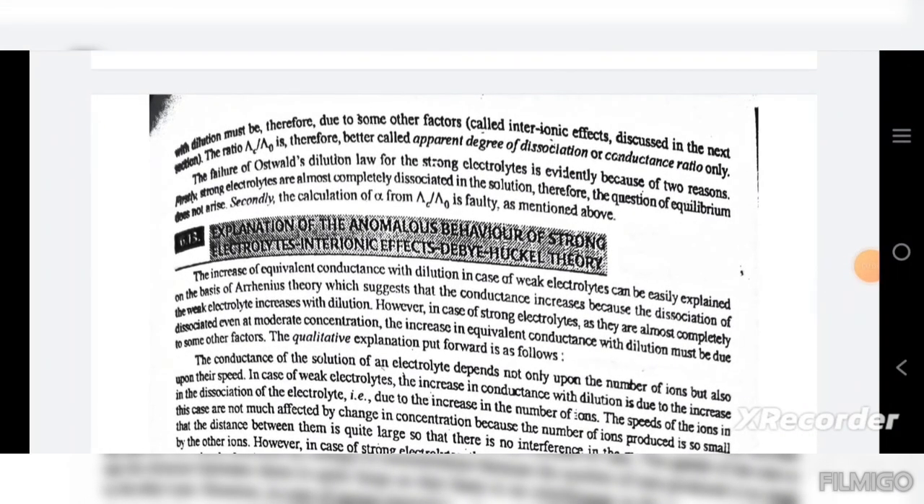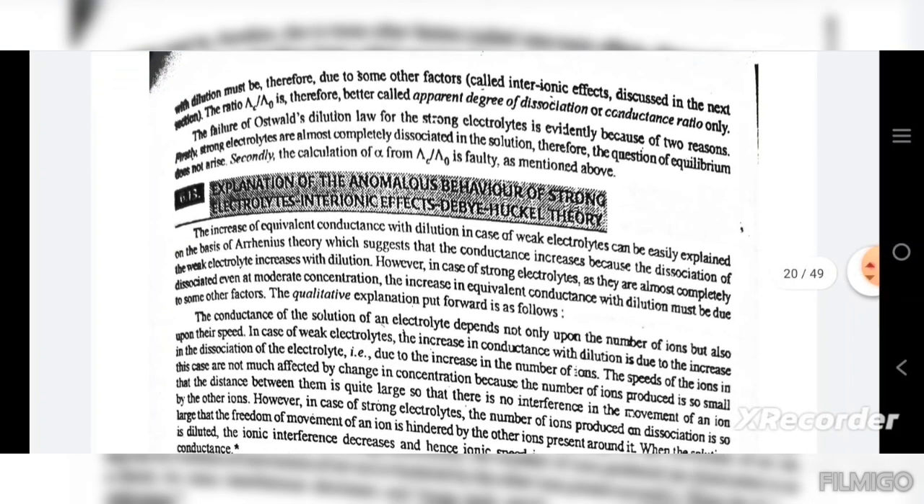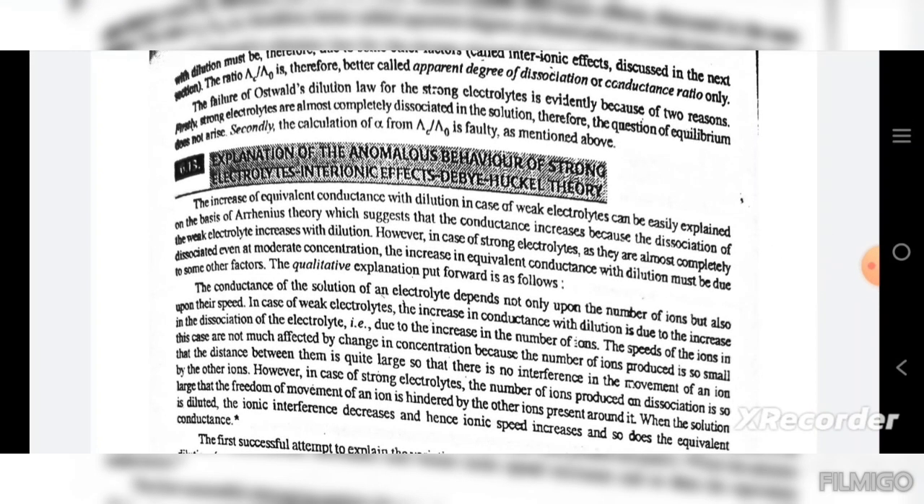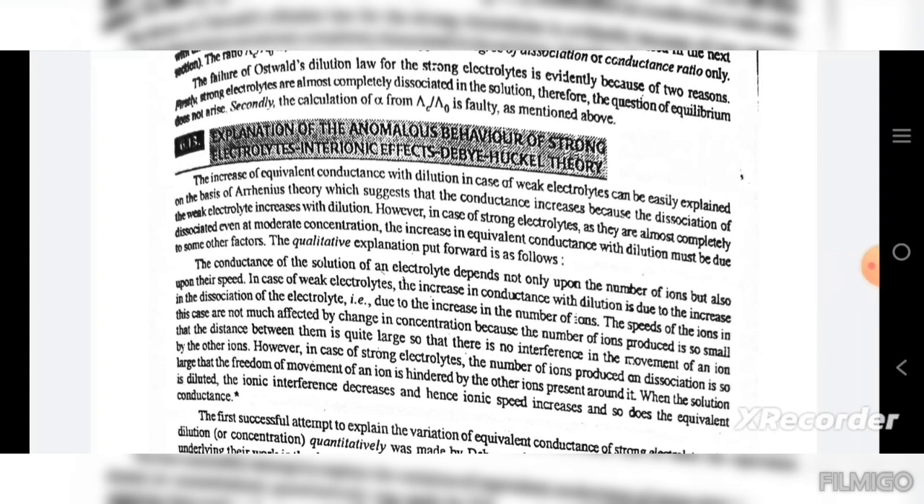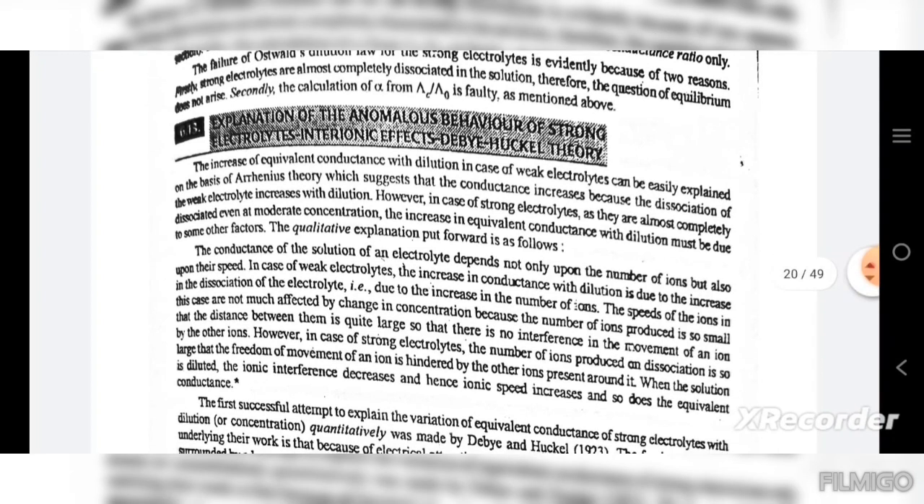The increase in conductance on dilution must be therefore due to some other factors called interionic effects, discussed in the next section. The ratio is therefore better called apparent degree of dissociation or conductance ratio only. The failure of Ostwald's dilution law for the strong electrolytes is evidently because of two reasons. Firstly, strong electrolytes are almost completely dissociated in the solution. Therefore, the question of equilibrium does not arise. Secondly, the calculation of alpha from the conductance ratio is faulty as mentioned above.